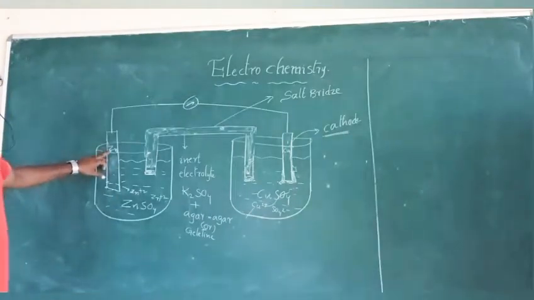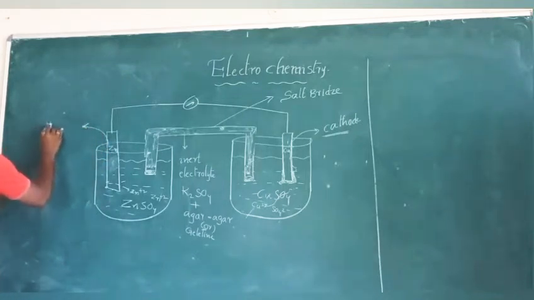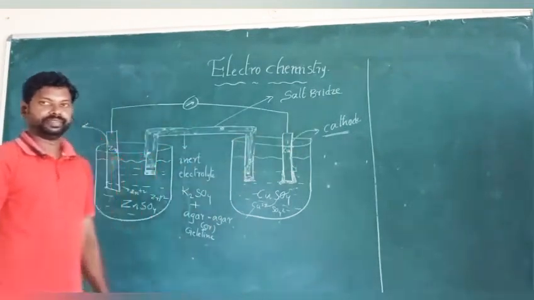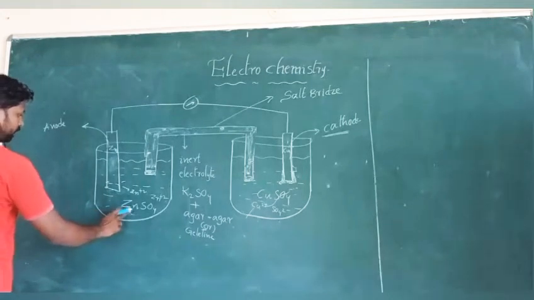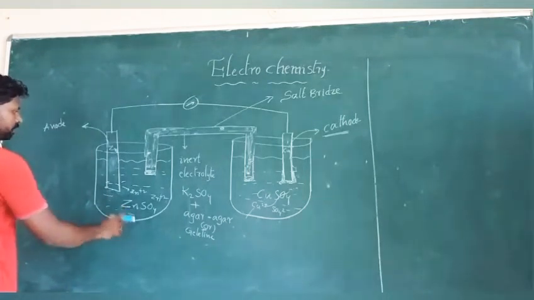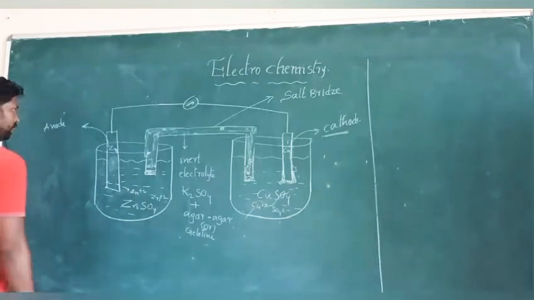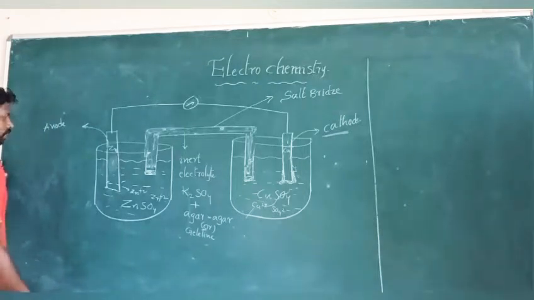Zinc is acting as an anode. Copper is acting as a cathode. We observe here in the anode, the zinc sulfate solution forms Zn2+ and SO4 2-. At the anode, always oxidation takes place.